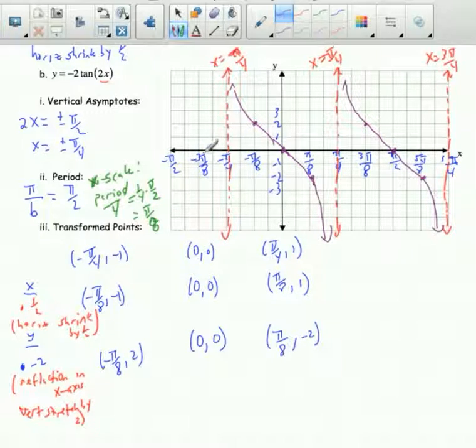And we can copy that over into one more cycle if we'd like. And so we would have this at -3π/8, 2... this would be the part that's going down here. So this would be -3π/8, -2, and -π/2, 0. And we'll sketch that.